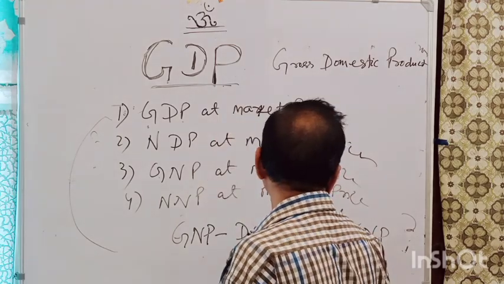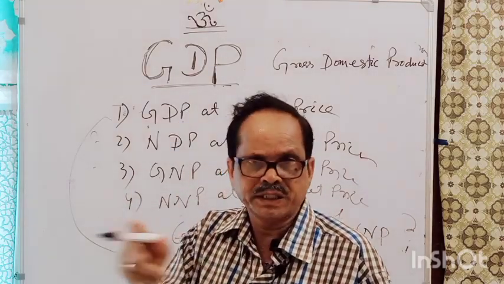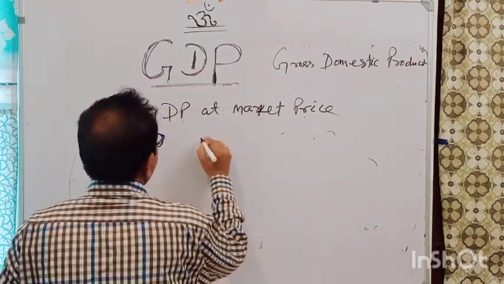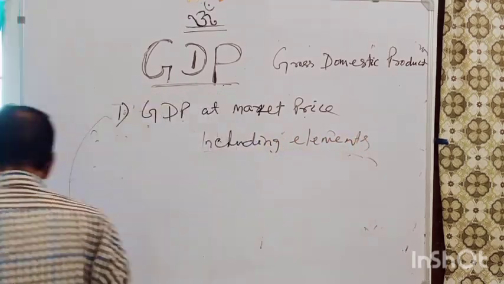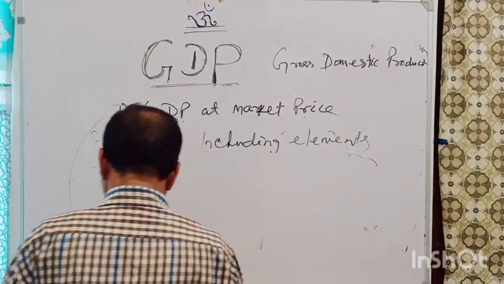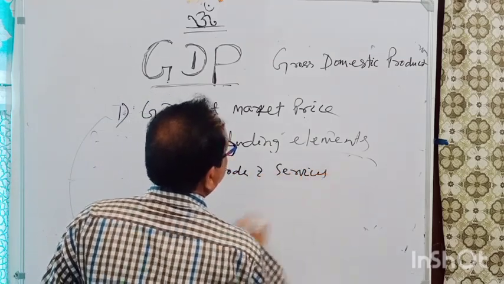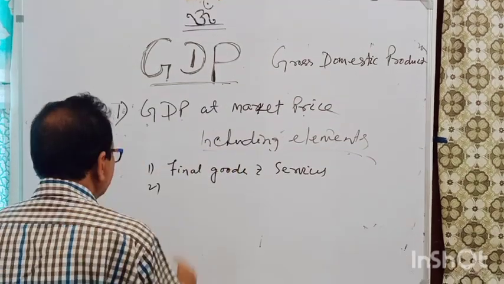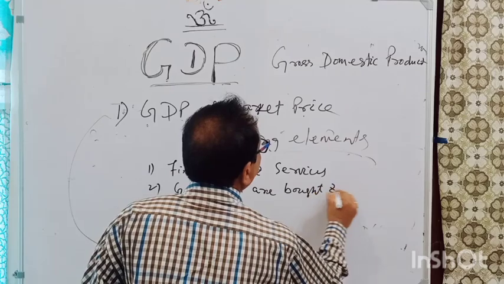When we calculate GDP at market price, some elements are taken into account and some elements are not. Let us discuss this matter. What elements are included? First one, final goods and services. Second, goods that are bought and sold.